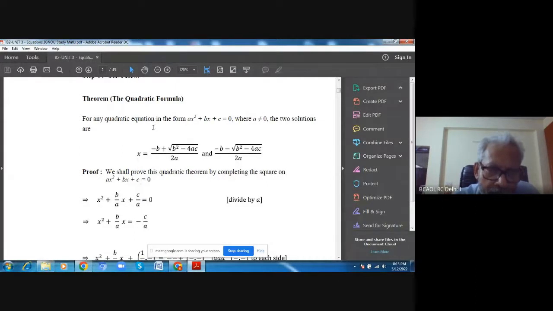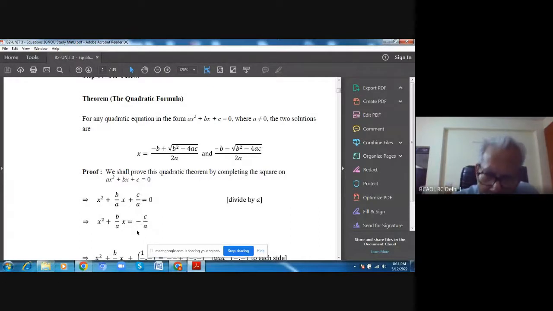Now in this case it is x square. Now you divide by a. So ax square by a, bx by a, c by a, same thing they have done here. So divide by a, you can get this. Now further you can reduce. So in this case, c by a you can take to the other side.